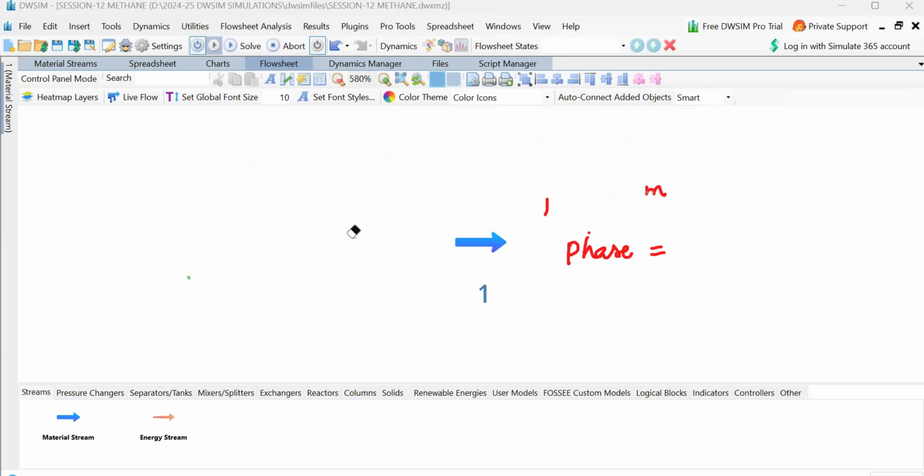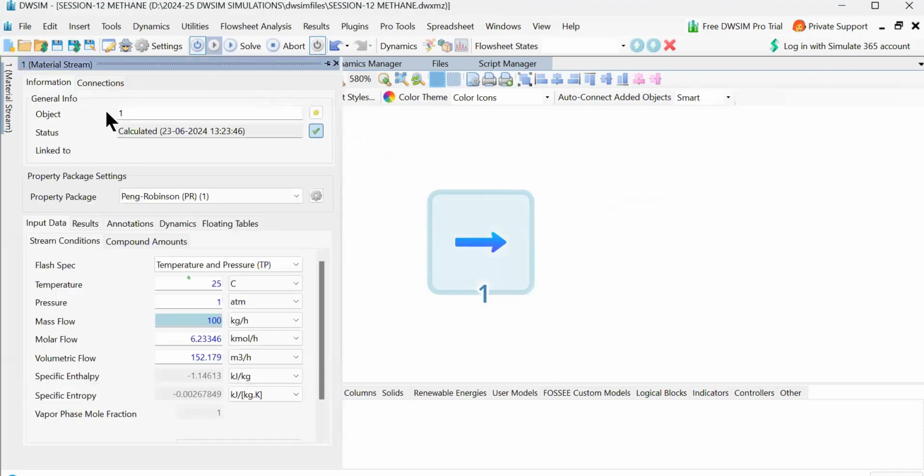I think I've shown you the boiling points also. Let us check one by one. How do I do it? So now if I go to the stream conditions and then I check them now. I take this stream here. Now you can see, first of all, let me change the object name, that is methane. So you can see it has changed. Property package is Peng-Robinson.